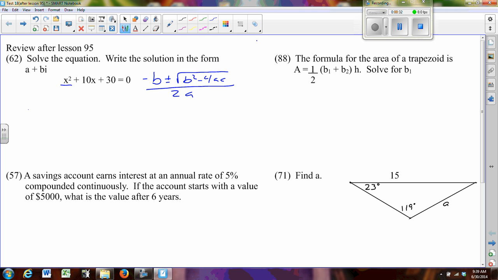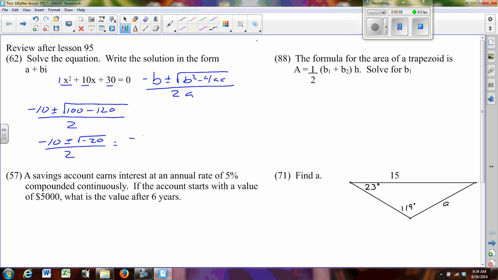So I would have my negative 10, here's my A, here's my B, here's my C. Negative 10 plus or minus 10 squared would be 100, minus negative 4 times 1 times 30 would be negative 120, all over 2 times 1, which is 2. I can simplify this equation to be negative 10 plus or minus square root of negative 20 over 2.